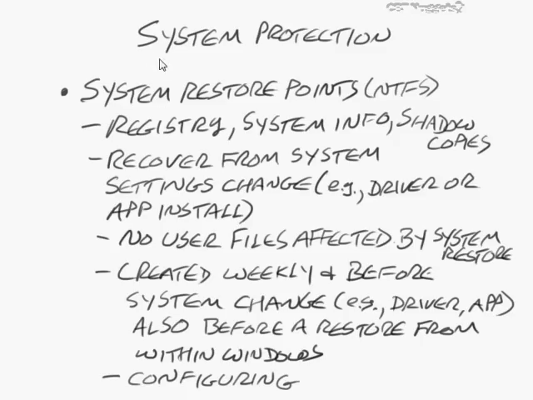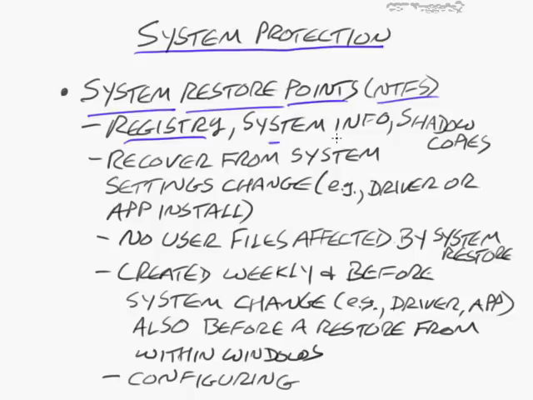Let's also address system protection. I apologize for this crowded whiteboard, but I didn't want to spill it over into a second one, so I guess I got a little too conservative. But anyway, the idea here is that we want to have something called system restore points. These are available on NTFS volumes, and they're kind of a snapshot in time of the current settings of the registry, various system information, and shadow copies.